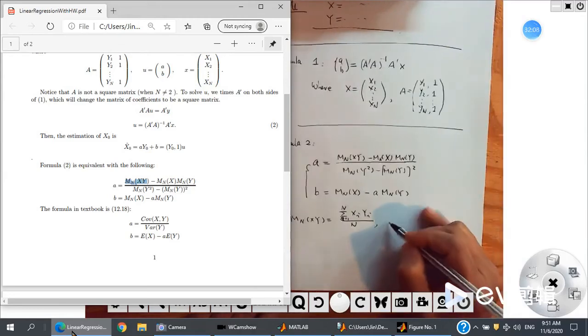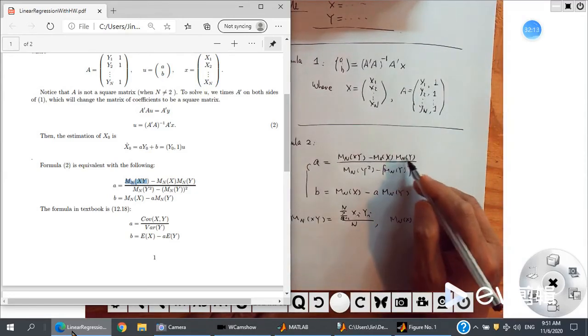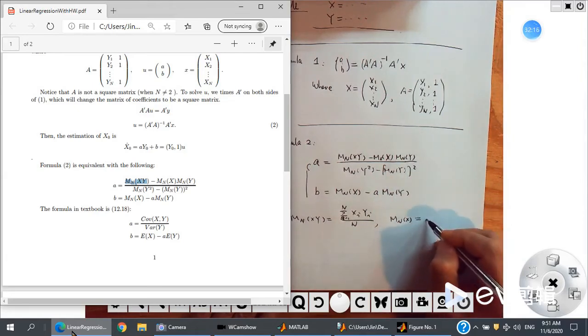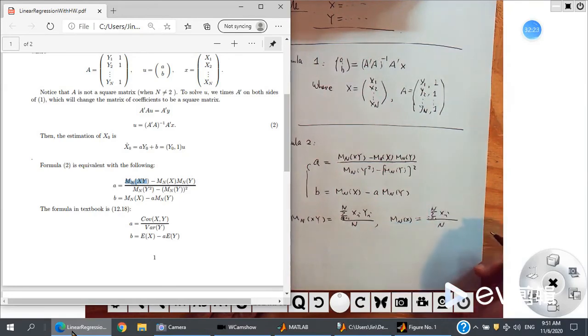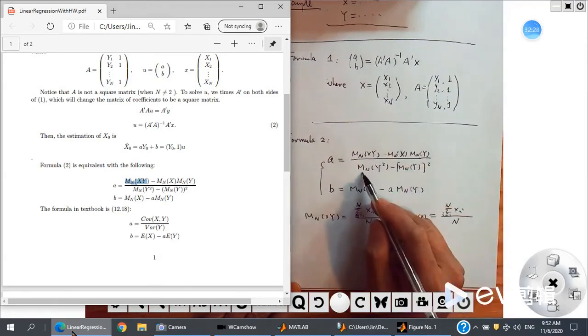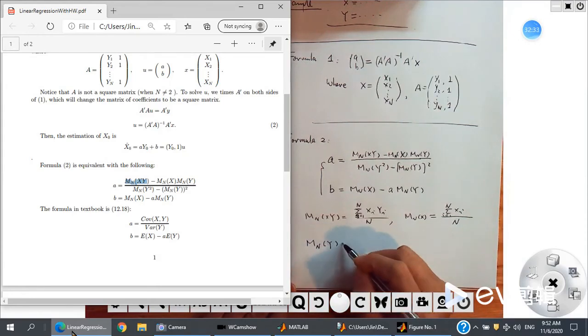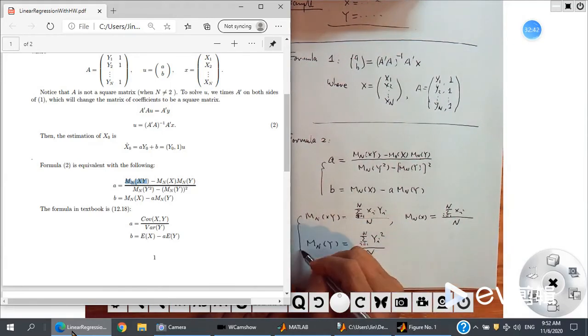And the mean of x, and also a similar formula for the mean of y, will be the summation of xi over n, i running from 1 to n. And the mean of y is similar, right? And the mean of y squared is also similar, but let me write it here. This will be the summation of yi squared, i running from 1 to n, over n. Now we have these.